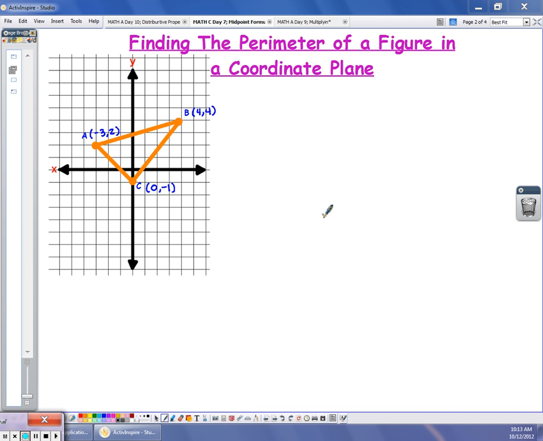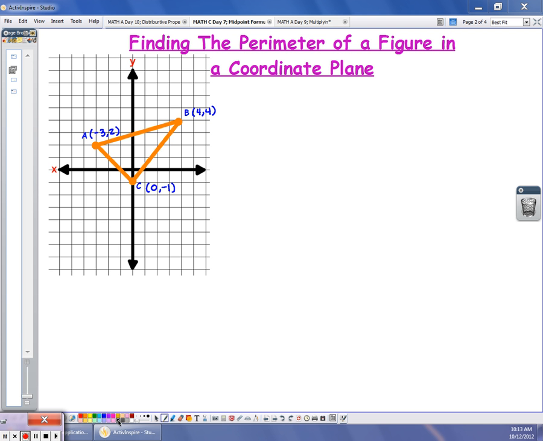Today we're going to go ahead and find a perimeter of a figure on a coordinate plane. Here we have a triangle. Point A is at (-3, 2), B is at (4, 4), and C is at (0, -1). In order to find a perimeter, we'll just go ahead and find the distance of each side.